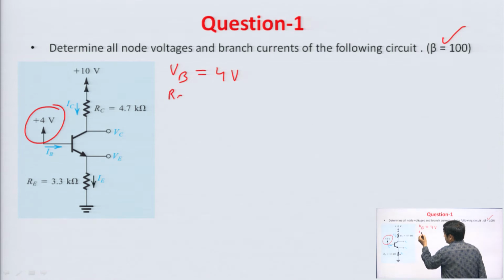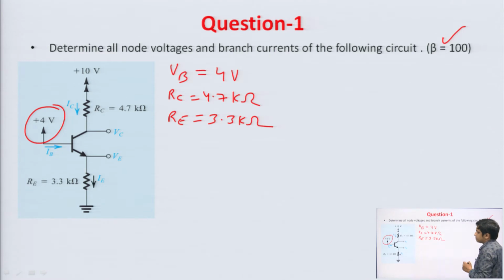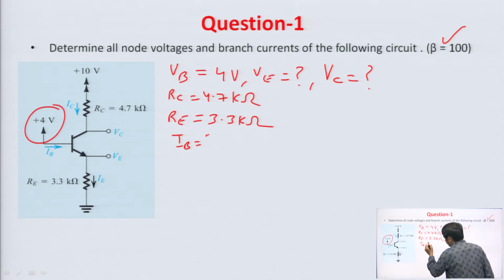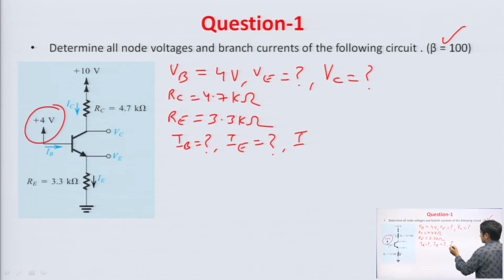And your RC collector resistance is 4.7 kilo ohm, your emitter resistance is 3.3 kilo ohm, fine. So, we need to calculate the base voltage, then emitter voltage, then the collector voltage. The base voltage is directly given, so we need not do anything for it, and then we need to calculate the base current, emitter current and collector current, and of course, a few relations should be known to you, fine.